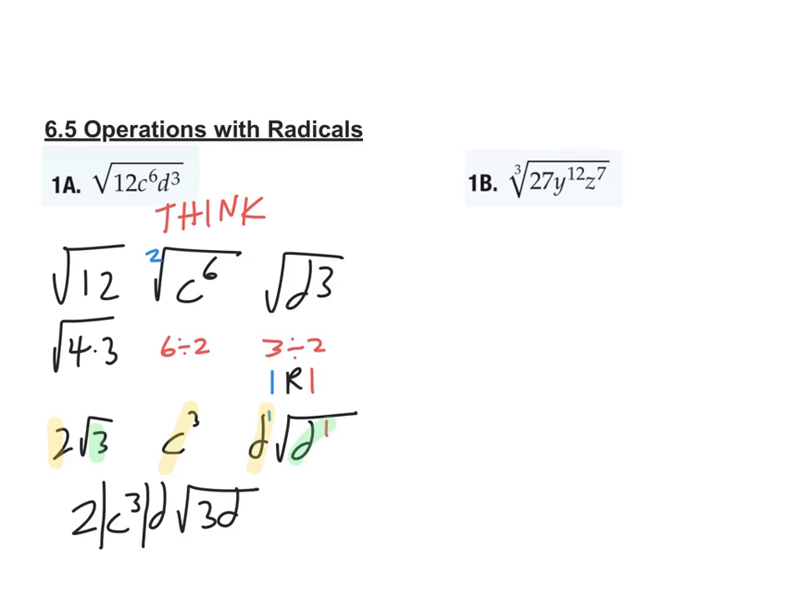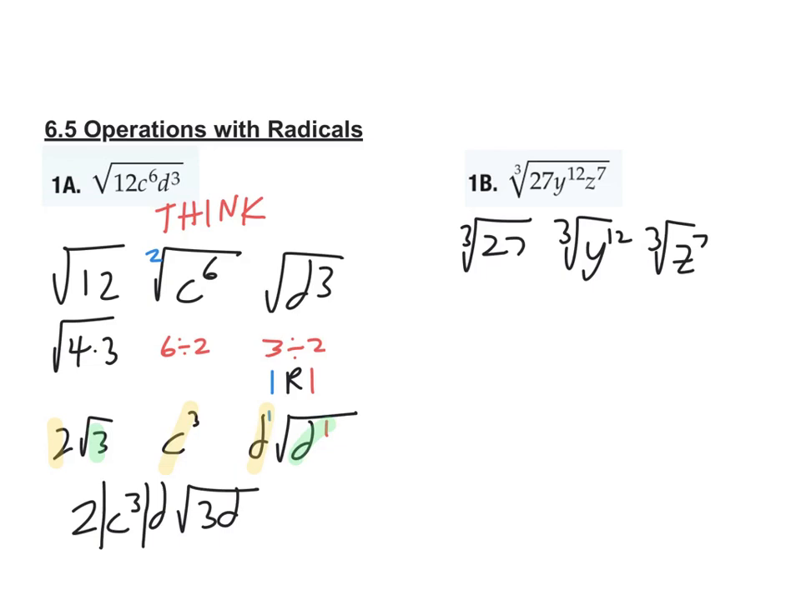Let's shift over to the second problem. So again, we're going to split. We're going to think of them as the cube root of 27, the cube root of y to the 12th, and the cube root of z to the 7th. Fortunately, since the index is odd, we don't have to worry about absolute value at all. Okay? So I want you to try this one first.